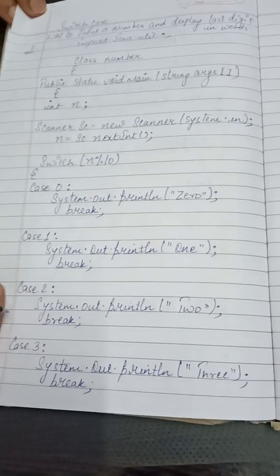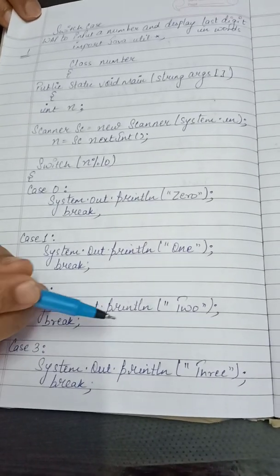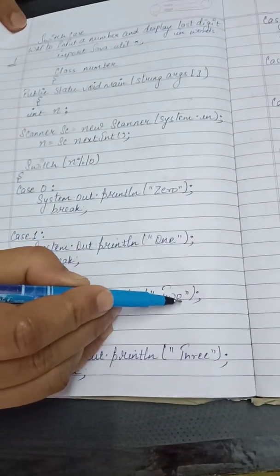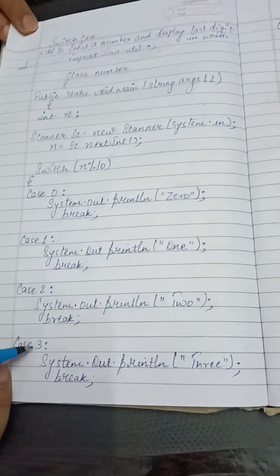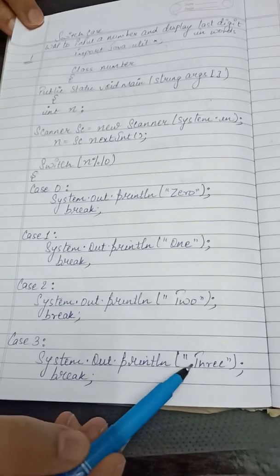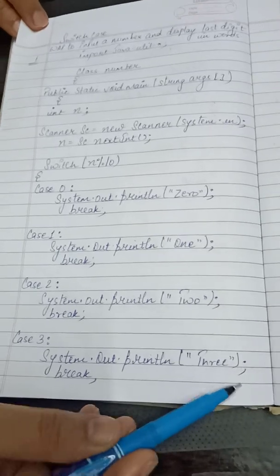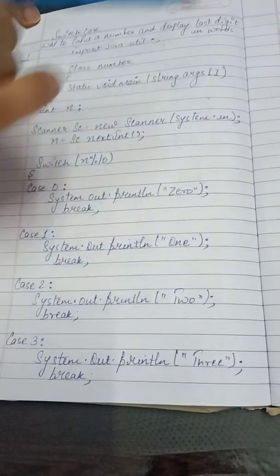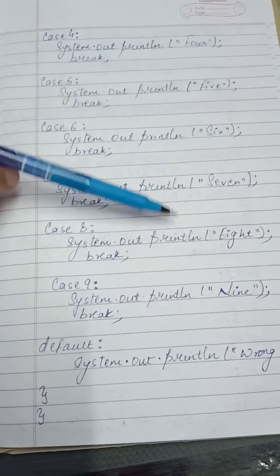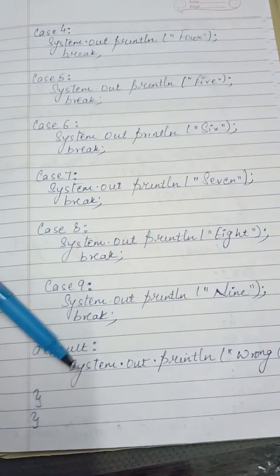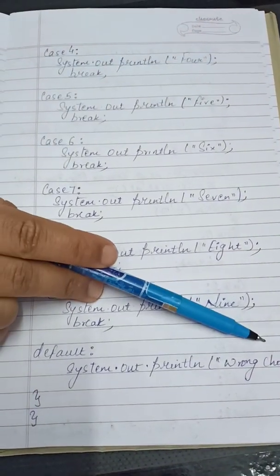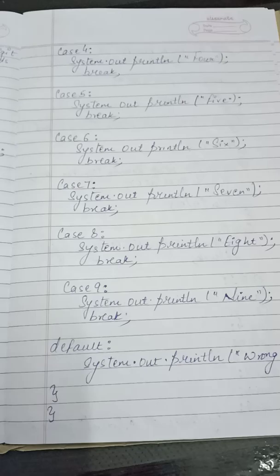and break. For case 2, System.out.println, for 2 it will print two and break. For case 3, numeral 3, it will print in words THREE and your break, and it will go on like this 4, 5, 6, 7, 8 and 9. Now for default, System.out.println wrong choice. Now see how it is going to work.